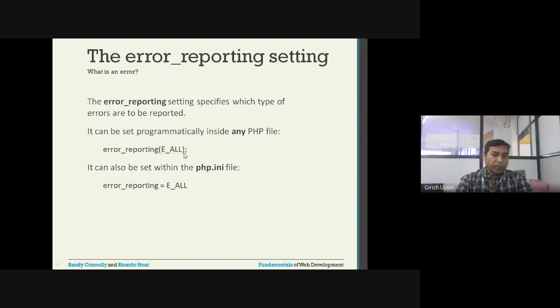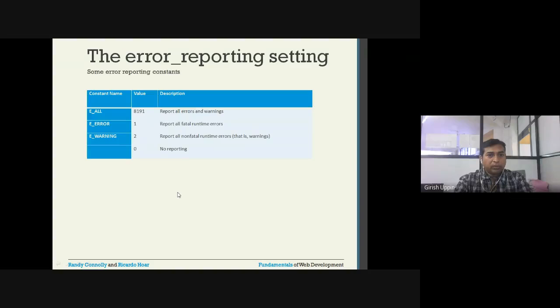If you are setting the error_reporting inside the PHP file, this is how you are going to do it. So you will say error_reporting, inside the bracket E_ALL, close the bracket, semicolon. E_ALL represents a constant which represents all the errors. The same setting can be done in the php.ini file like this: error_reporting = E_ALL. So there are two ways to do it.